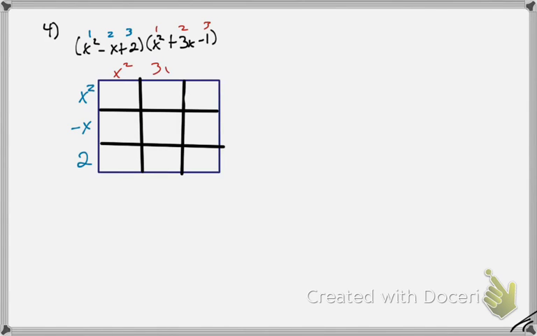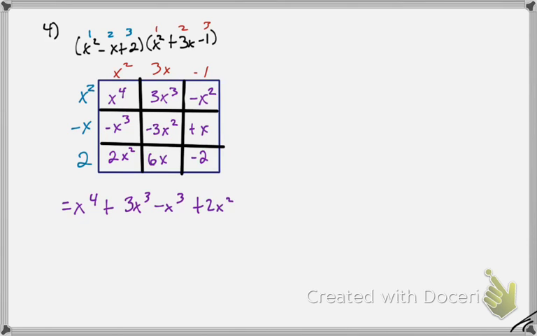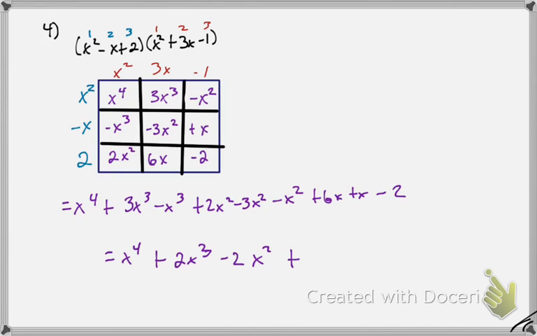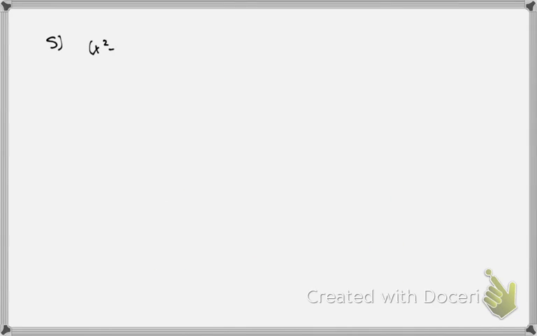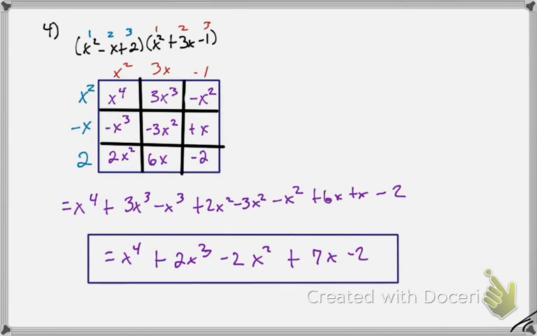This time I did end up with a 3 by 3 Punnett square because we had 3 terms in the left polynomial and 3 terms in the right. So it did give us a lot more like terms when we did it. Okay, it gives us the final answer of x to the 4th plus 2x cubed minus 2x squared plus 7x minus 2.